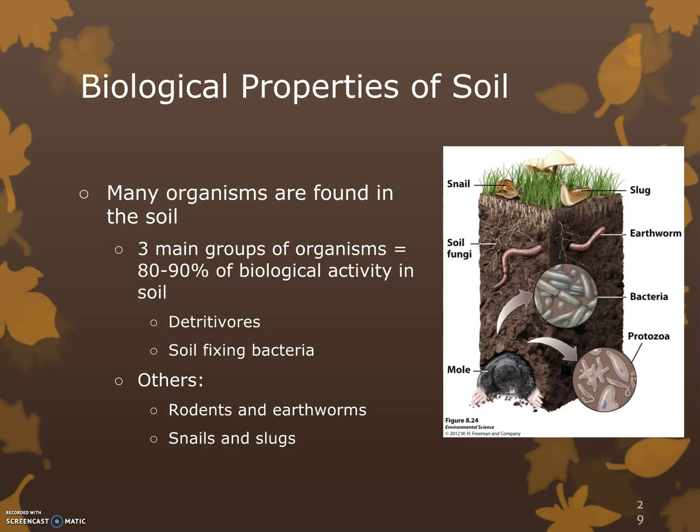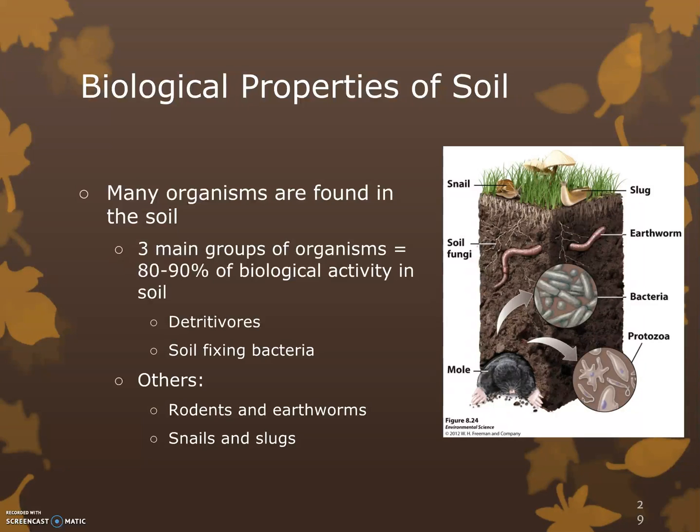Biological properties of soil. Many organisms are found in the soil. The three main groups of organisms are equal to 80 to 90% of the biological activity in the soil. So things like detritivores, things like nitrogen-fixing bacteria, that we learned about that were so important to the nitrogen cycle. Things like rodents and earthworms, snails, and slugs.